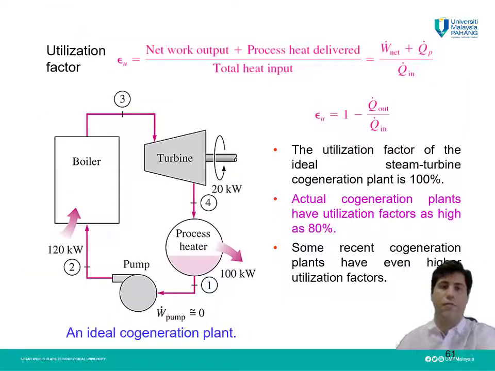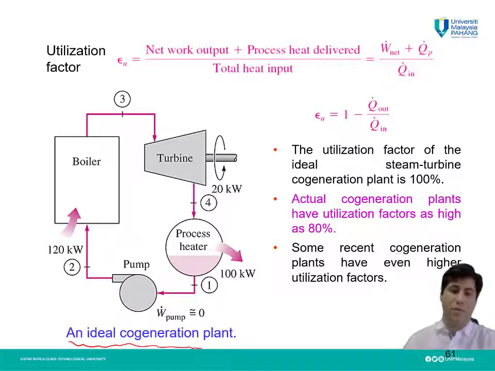So we can have something like this. This is an ideal cogeneration plant. As you can see in this figure, we have boiler and turbine, and usually instead of this process heater we have condenser. This part is still like an ideal Rankine cycle. We just replace the condenser with this process heater.